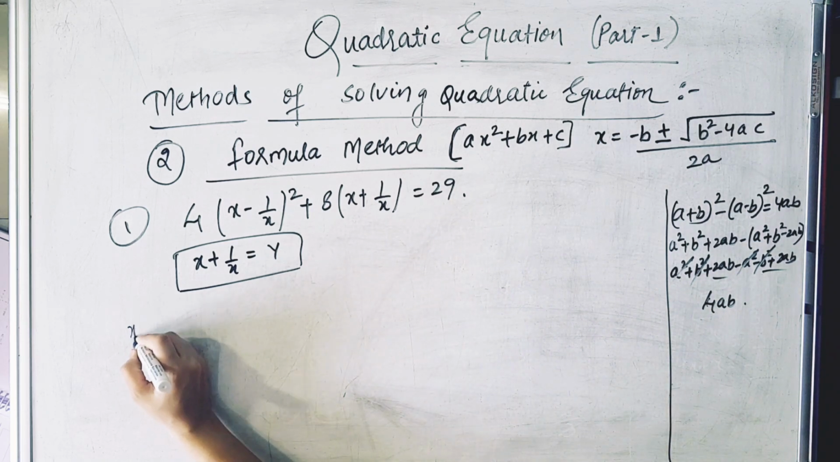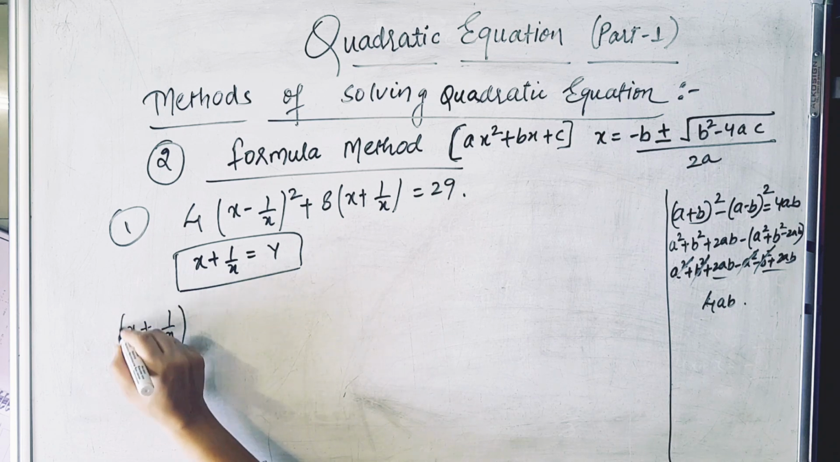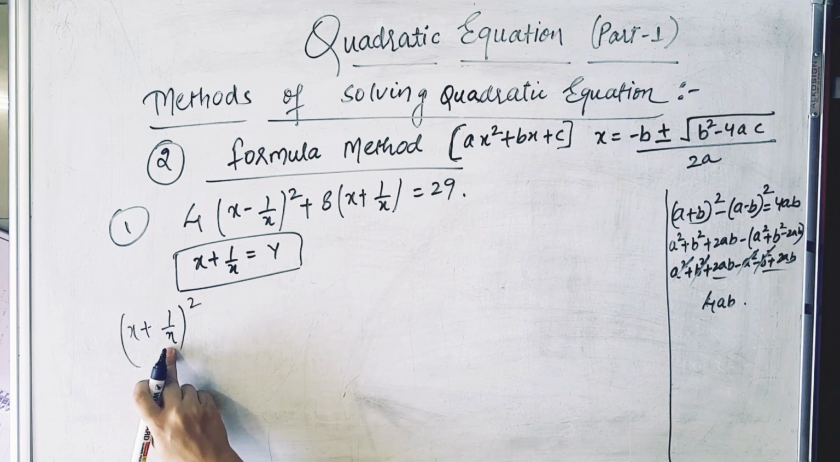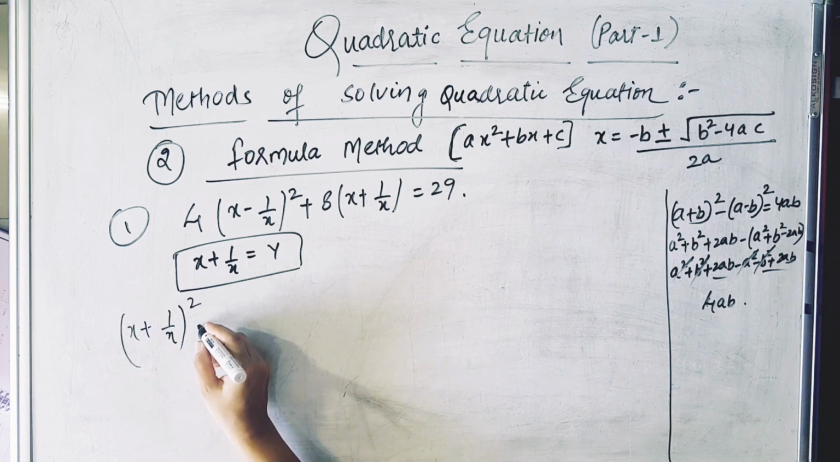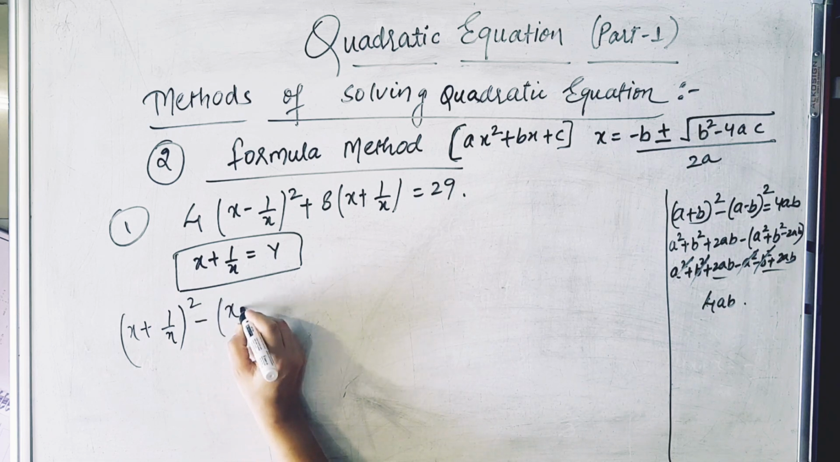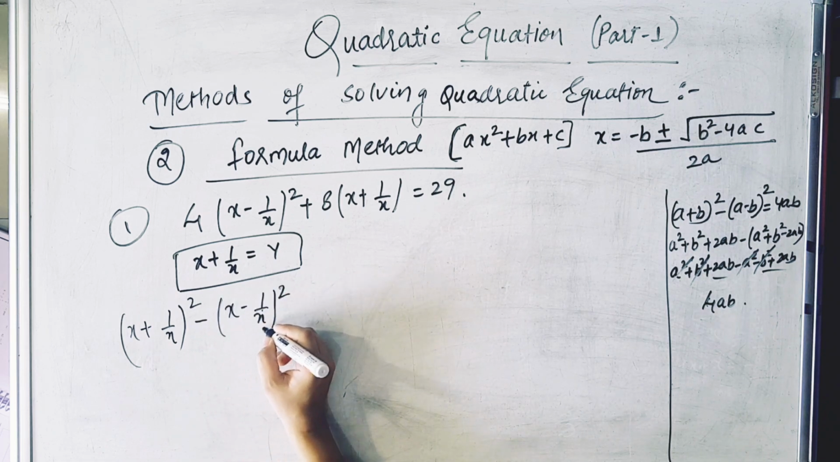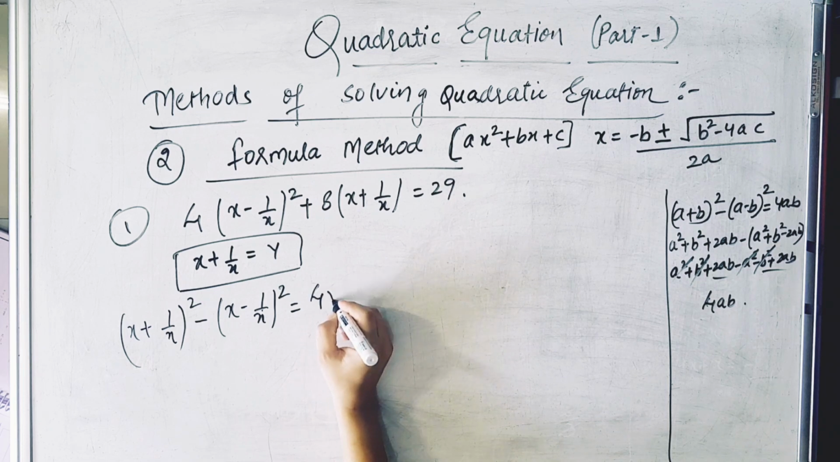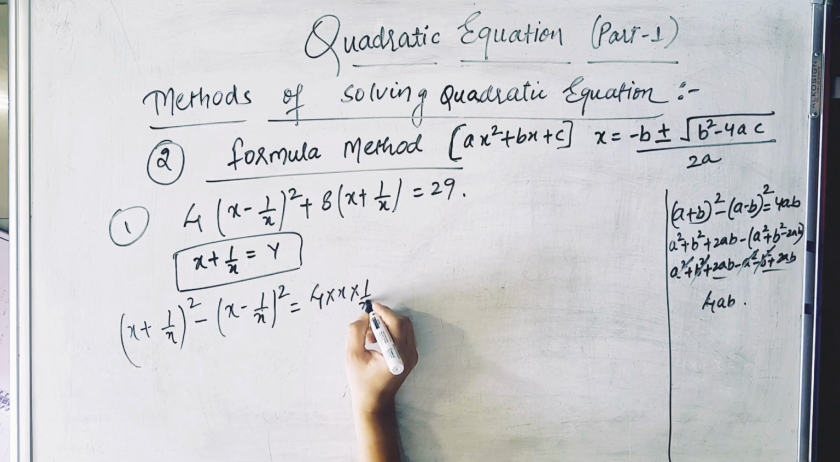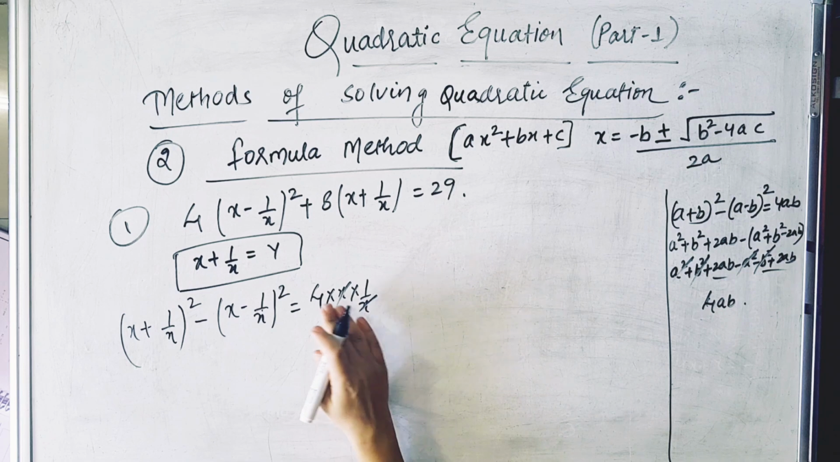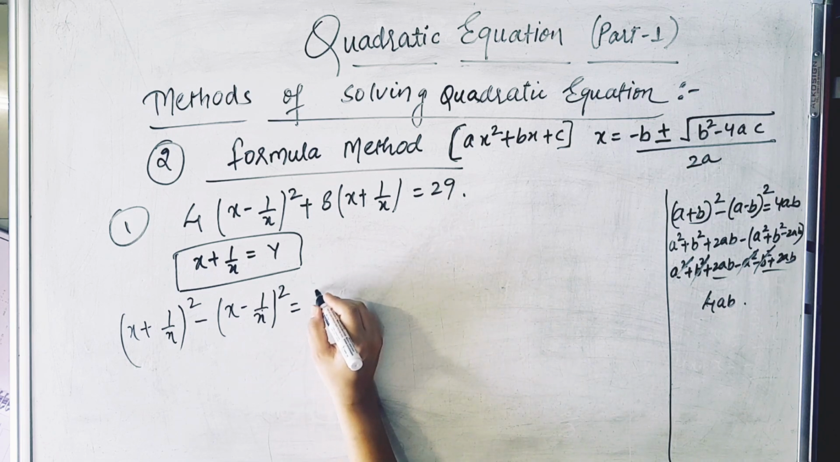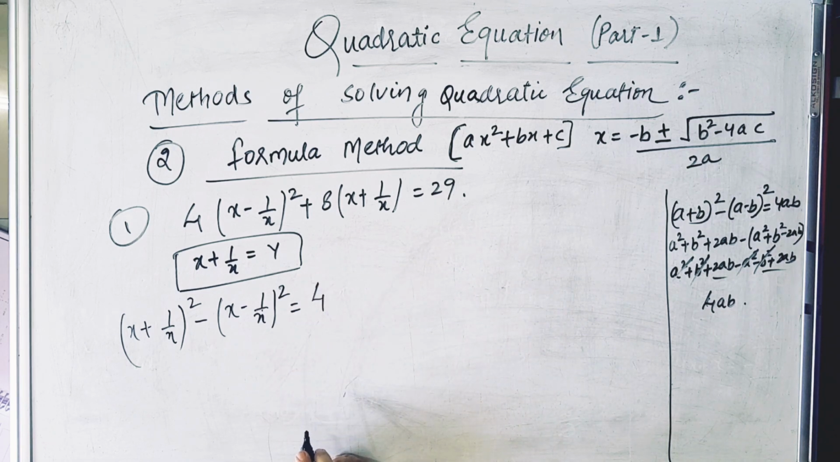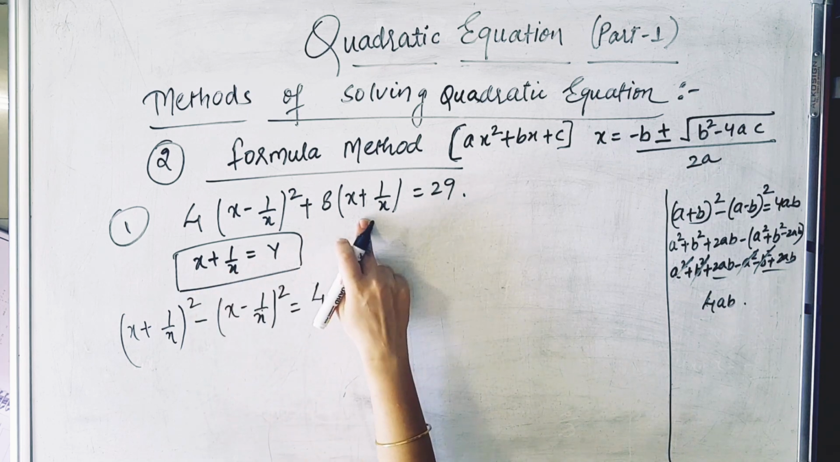So we'll write over here (x plus 1 upon x) whole square. This is a and this is b. (a plus b) whole square minus (a minus b) whole square is 4ab. A is what? x, and b is what? 1 by x. So this will be cancelled. Overall we'll get over here is what? 4.